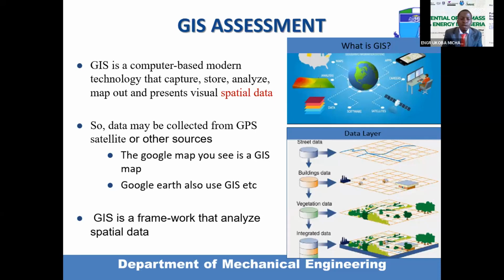Okay, so GIS is a framework that primarily collects and analyzes spatial data and then presents the results in different forms.